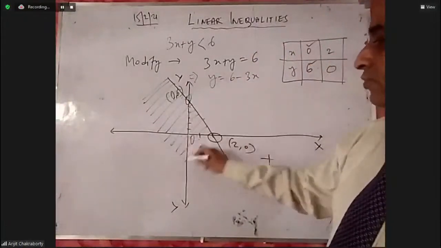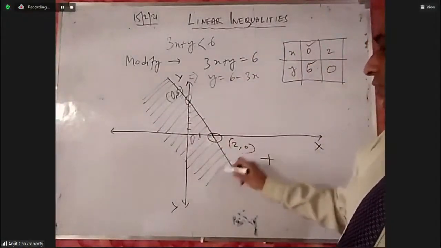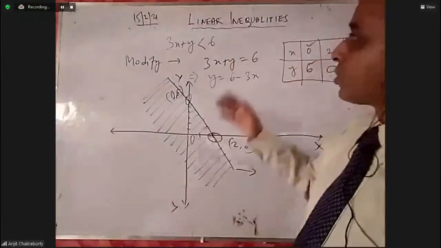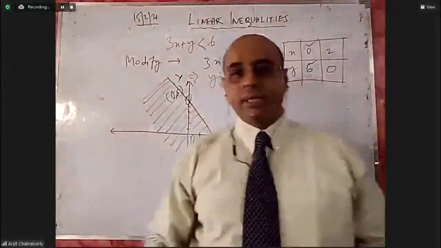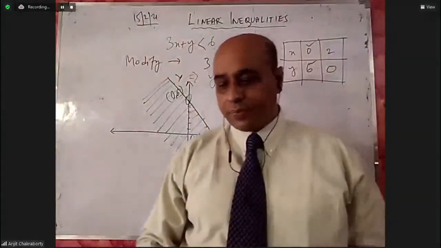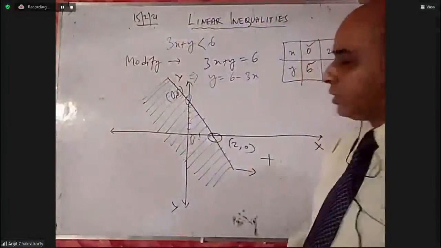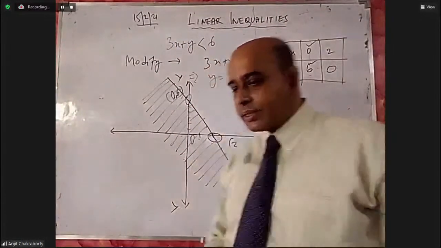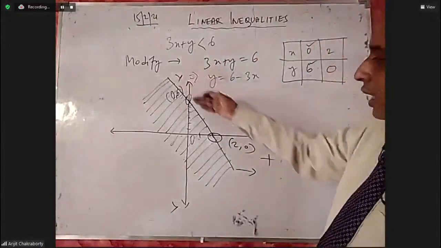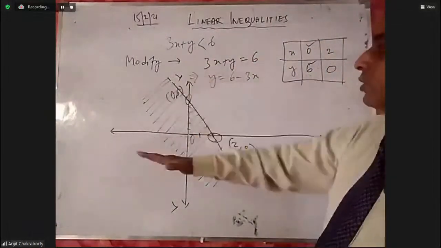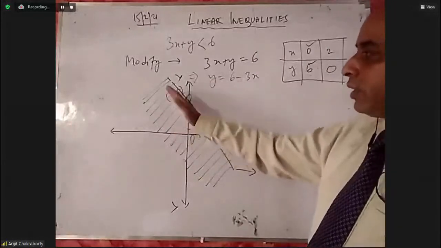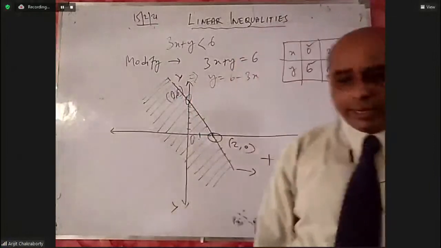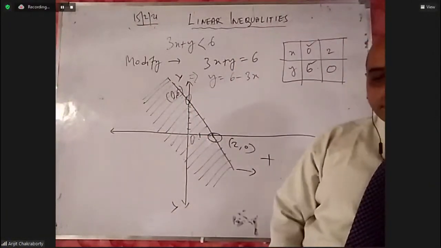I think it's interesting for you and quite easy. This is the shaded part. This gives me the solution to the problem 3x plus y is less than 6. Okay, so if I can write, this is the x-axis and this is the y-axis. This line is AB. So all the points which are below the line AB will be the solution to this inequality 3x plus y is less than 6.